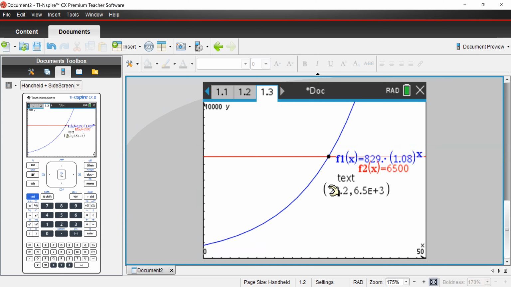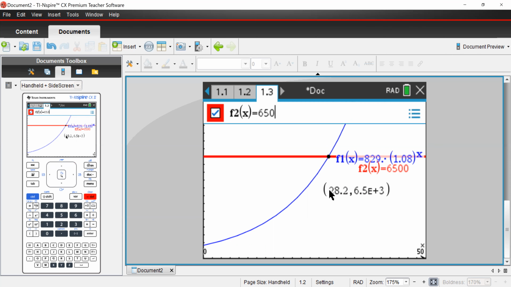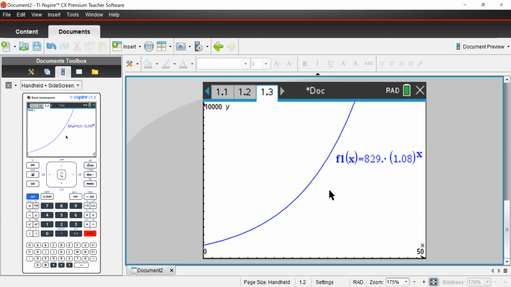Okay, so if that's 28.2, that is 28 years after 1990. So that's part B. 28 years after 1990, you will pay tuition at $6,500 per semester. All right, let me go ahead and remove the line so that you can see the picture better.